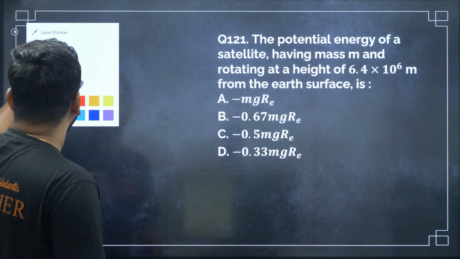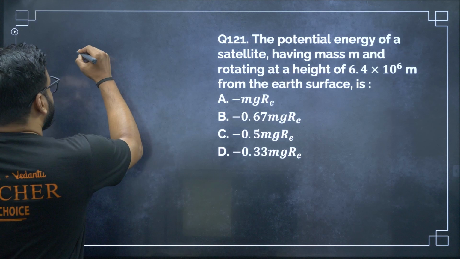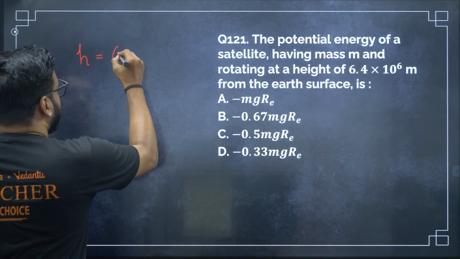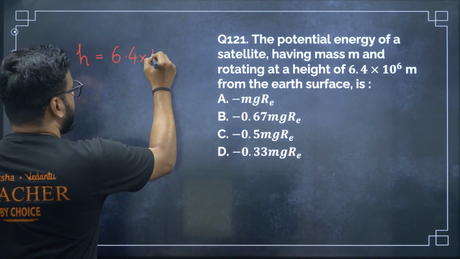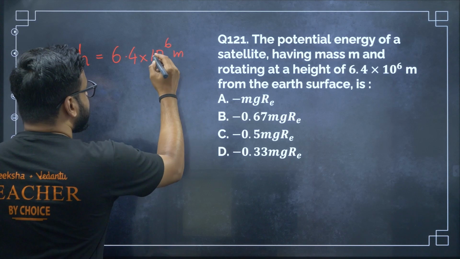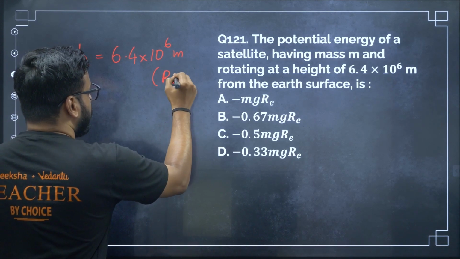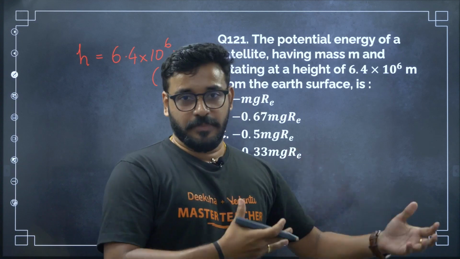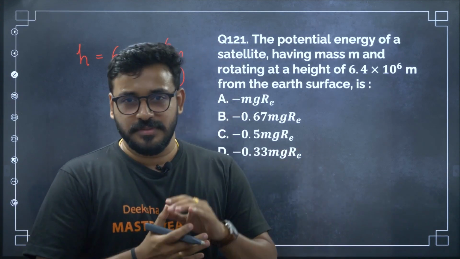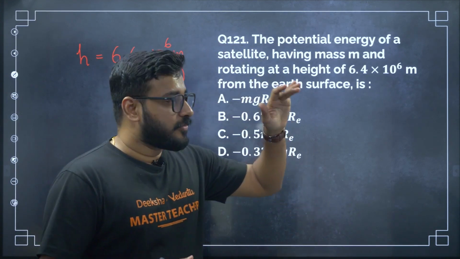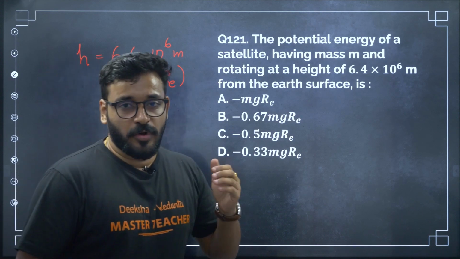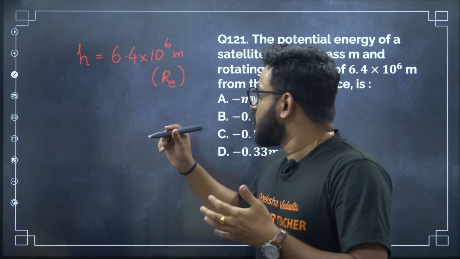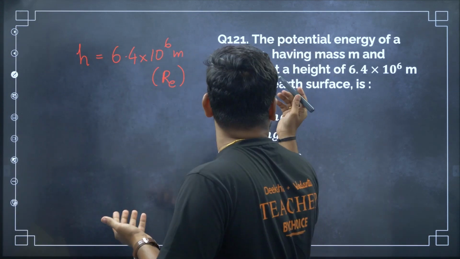There are several things that you have to keep in mind here. First of all, it is at a height of 6.4 into 10 to the power 6 meters. This is actually the radius of the Earth. If you have memorized the value, see, when we do a lot of problems, certain numbers stick to our mind. So the radius of the Earth is 6.4 into 10 to the power 6 meters. It is at that height, and they are asking what is the potential energy.